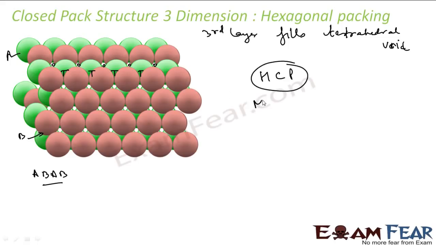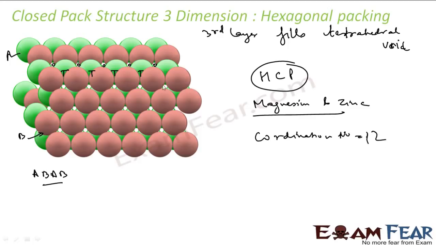For example, magnesium and zinc show this packing. The coordination number is 12 in 3 dimensions because one atom is linked to 12. You can't visualize it actually here: 1, 2, 3, 4, 5, 6 and some in the bottom, right? There are 12, one atom is linked to 12 atoms, and in this case 74% of the space is filled. We'll do some mathematics on that to find out these numbers. This is hexagonal closed packing.